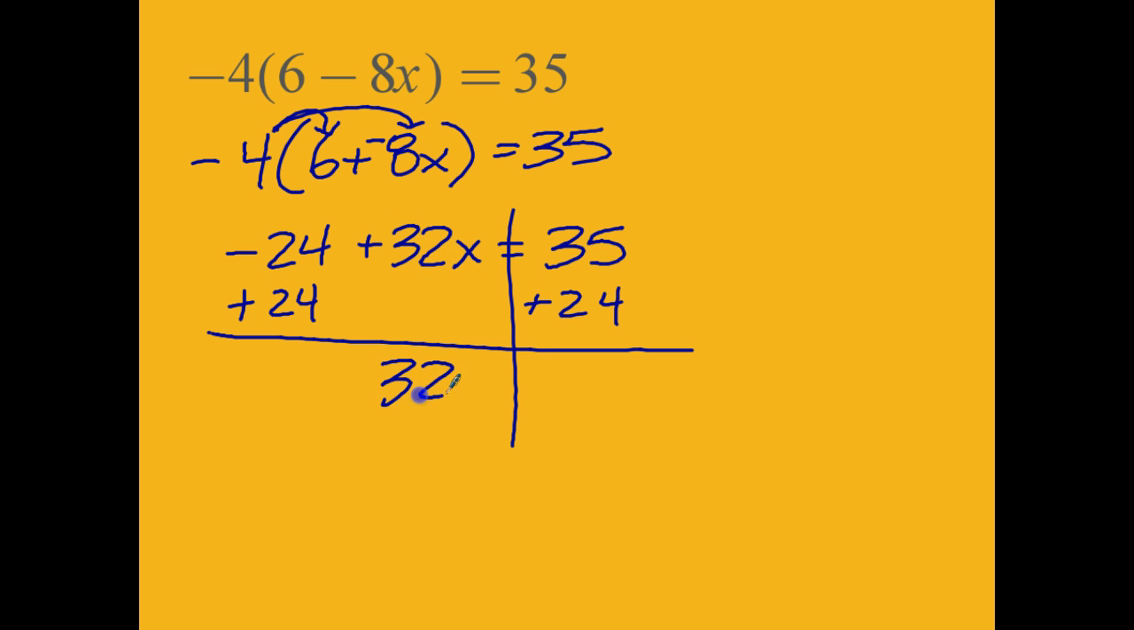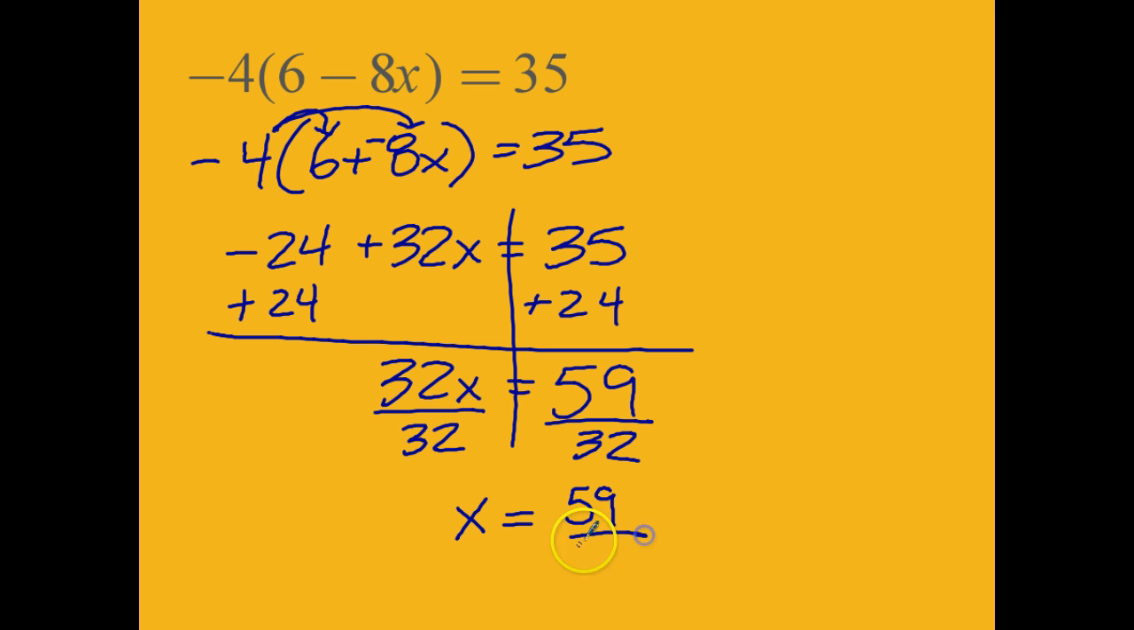So I'm going to get 32x is equal to, well, 35 plus 24 is going to be 59. Now I'm going to divide by 32, and I get x is equal to, well, this is a fraction. I can't really simplify it, so I'm just going to leave it as a fraction, 59 over 32. Okay, and sometimes it's going to work like that. Sometimes you're not going to get a nice whole number to have in the problem.